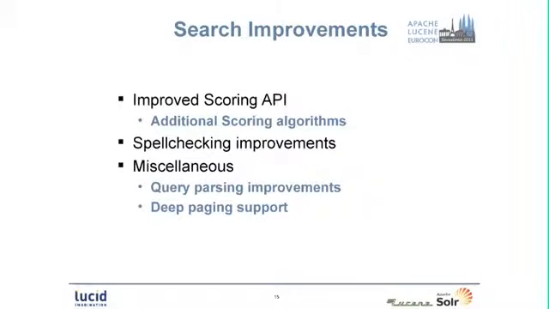So based on the fact that we added these new stats, one idea is, can we improve Lucene's scoring API? Because it's been very limited in the past. Then I'm also going to talk about spell checking, some improvements we've made there. Mark Miller's mentioned it a little bit. And finally, some miscellaneous stuff, query parsing and deep paging, and why you might care.